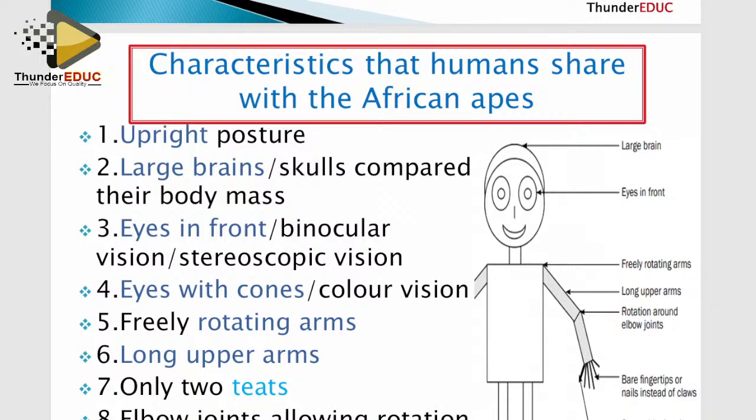This one I'm not going to delay a lot, because here they're saying upright posture. When it comes to this, don't even stress about it. Just look at yourself. I have the eyes in front. I have my opposable thumb. I have nails instead of claws. I have the free rotating arms. So you talk about yourself in the paper.